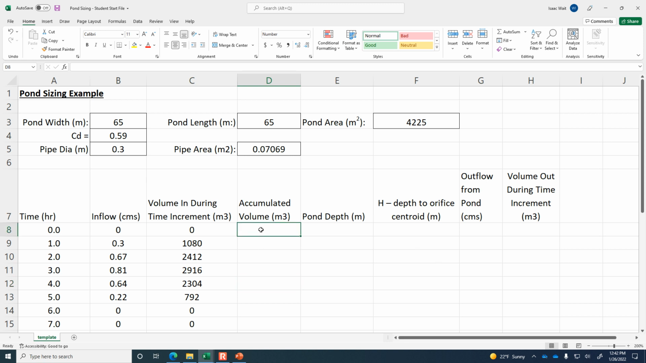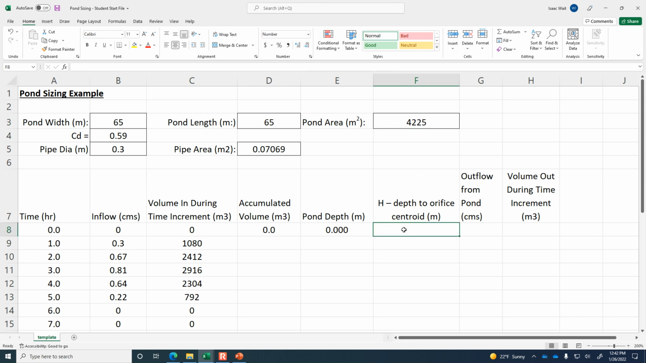Okay, at time 0, how much has accumulated? How much has come in? It's just 0 so far. And so the way that we calculate the depth of the pond is the volume that's in the pond divided by the area. So that'll tell you how deep the water is. So the volume divided by the area, and I'm going to anchor the reference to the area so that when I drag that through later, it'll always keep looking at the pond area.